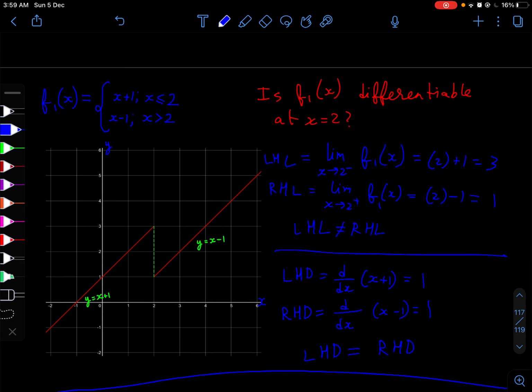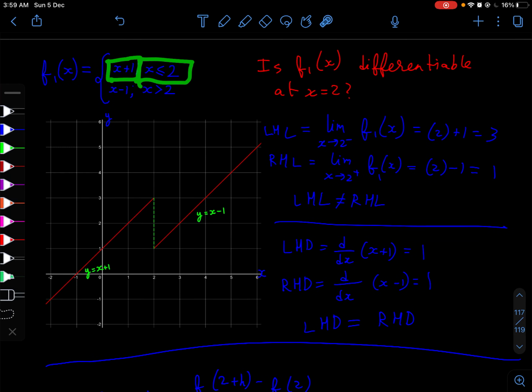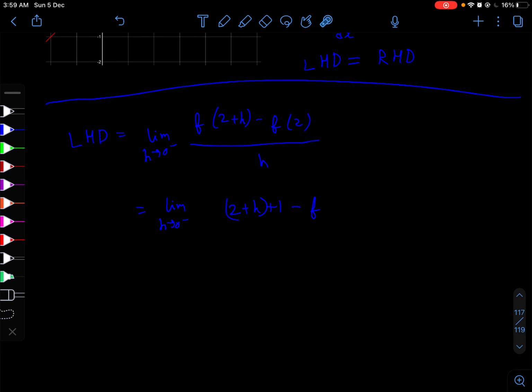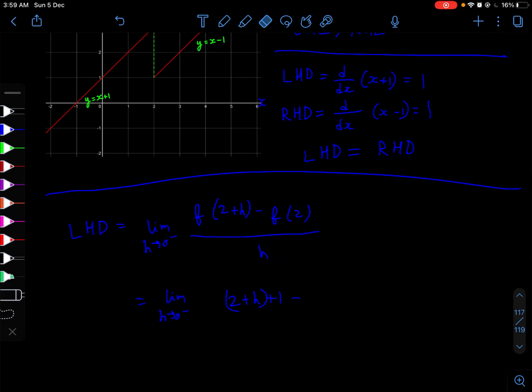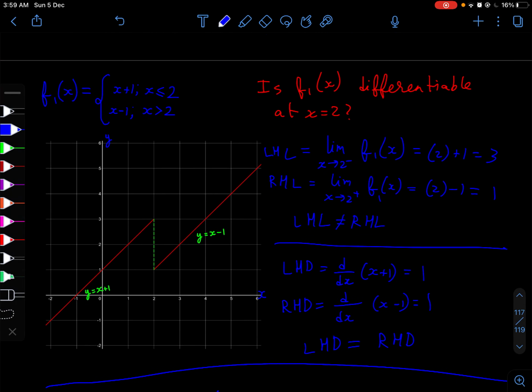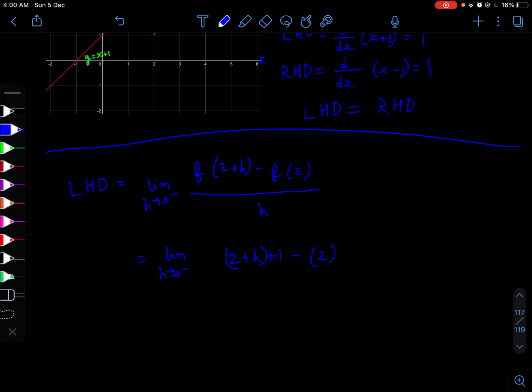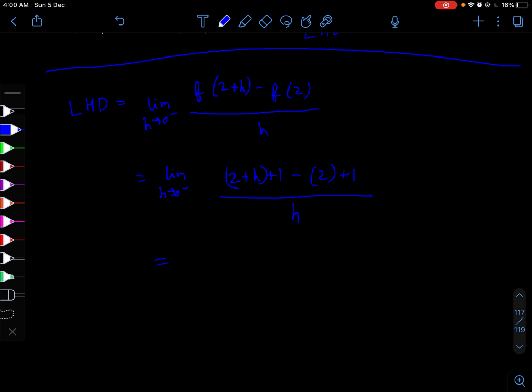F of 2 we were already given in the question that when x is equal to 2 we use x plus 1, because that's when x is less than or equal to 2. So we substitute that. So f of 2 will be x plus 1, right? So that would be 2 plus 1 divided by h, which equals that's equal to limit as h tends to 0 of 0 minus of 1, which is just 1.